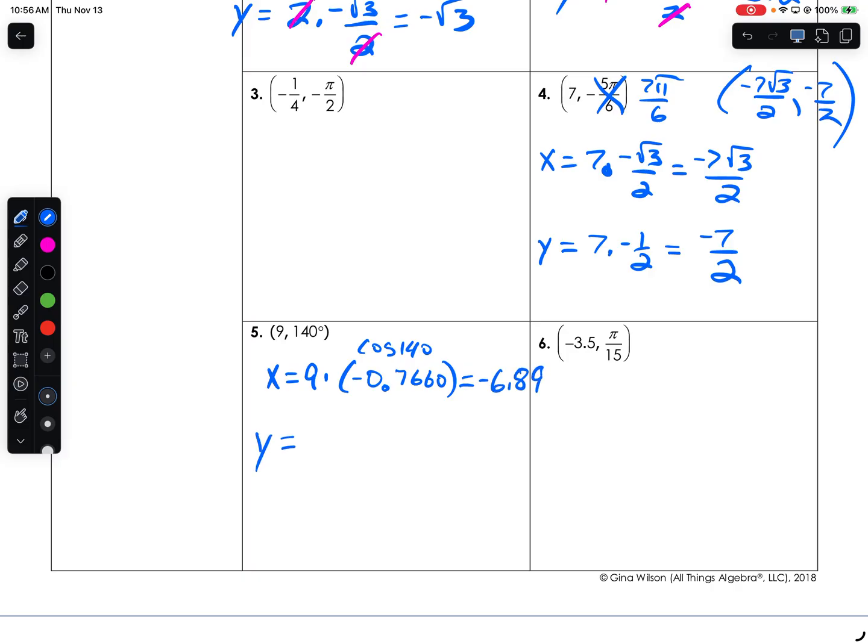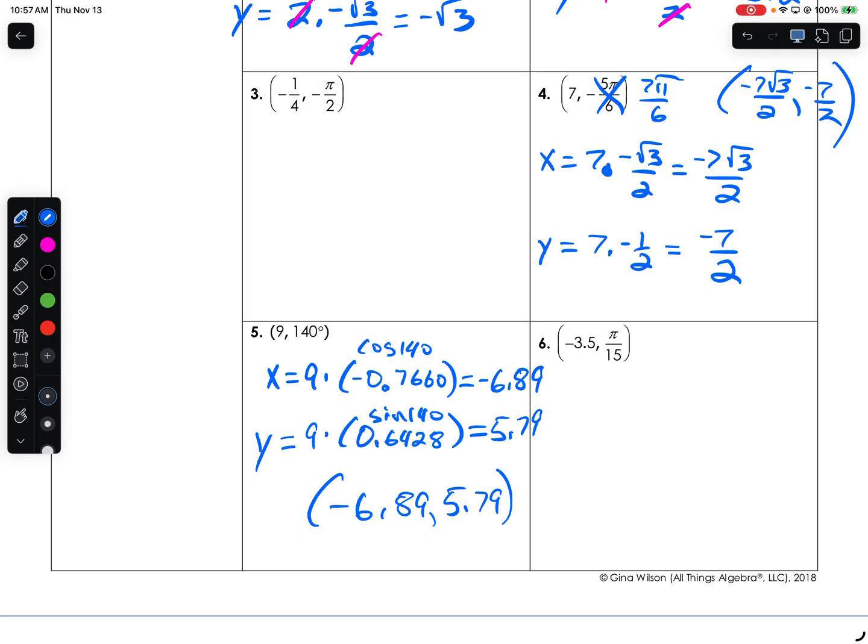Same thing for y, except sine instead of cosine. Sine 140. And you get 0.6428. And when you multiply those two, you get 5.79. So the ordered pair is negative 6.89, comma, 5.79. So you won't always get side lengths from the unit circle, radian measures from the unit circle. Sometimes you get random answers like that.